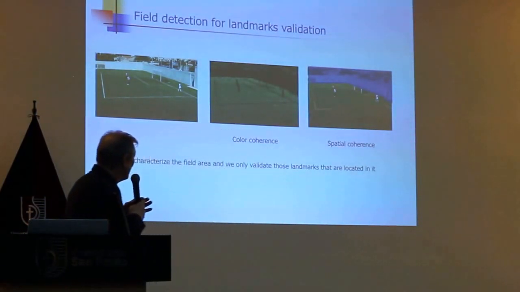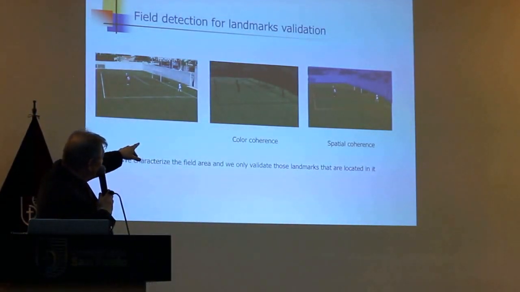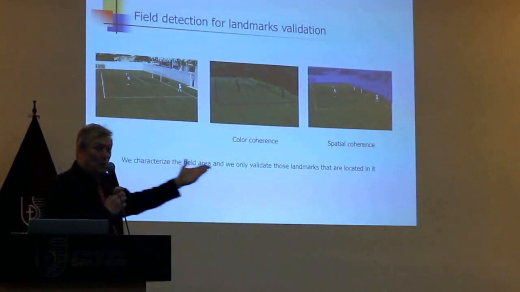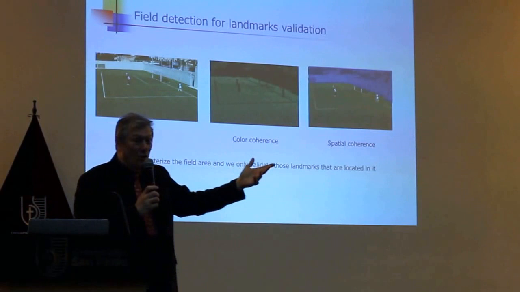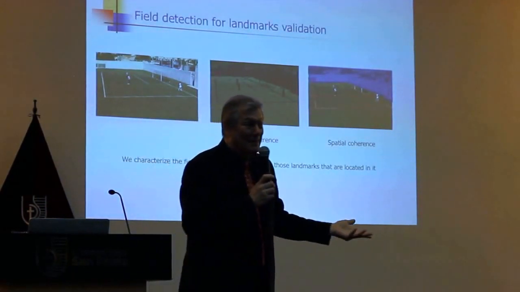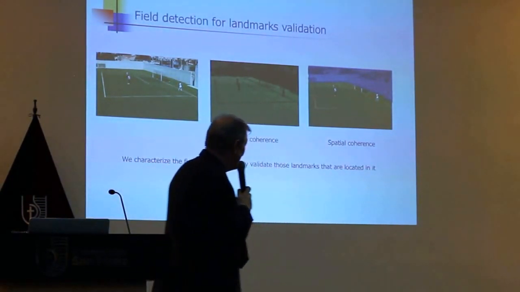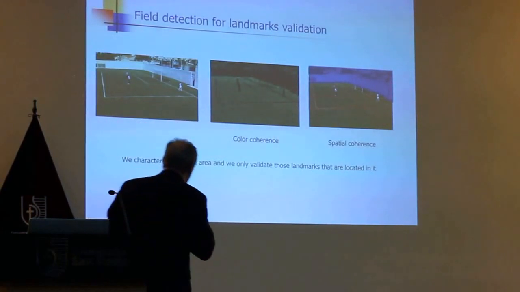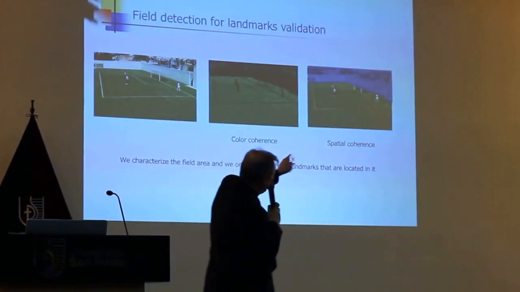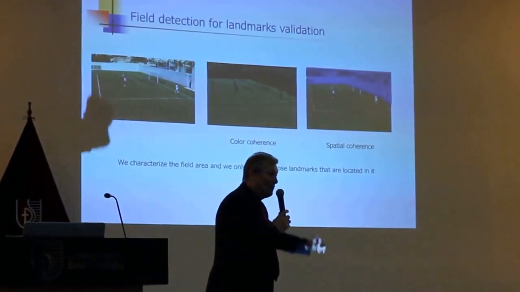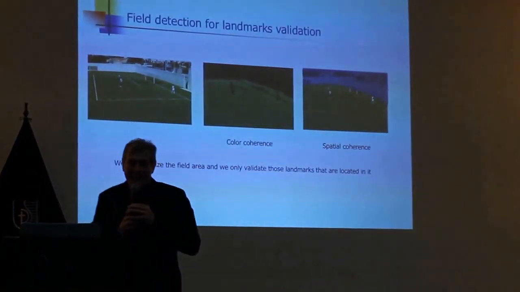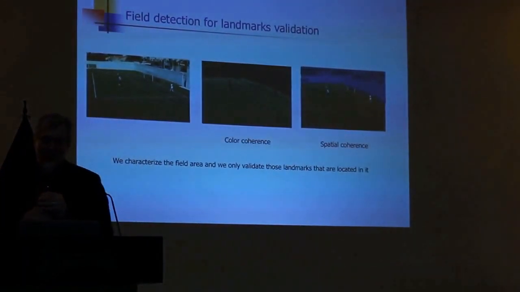Once we have found the color coherence, you can see that there is the shadow of the players. The players are not green, and it's normal. We do not consider them as green. But once we did that, we use a spatial coherence, and we find on the right the field this way, and so we can validate this area.